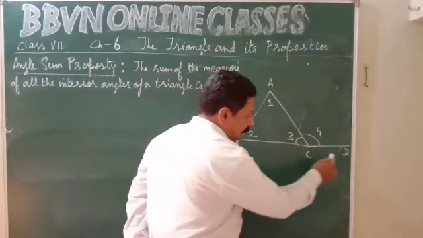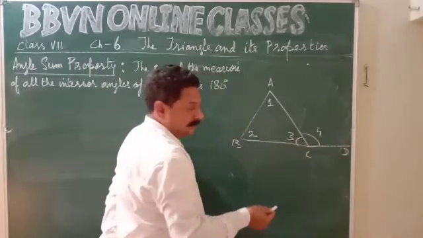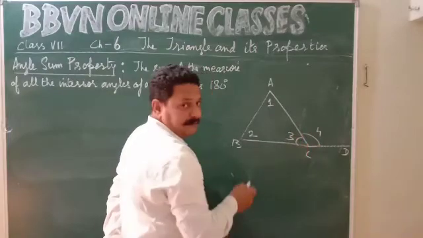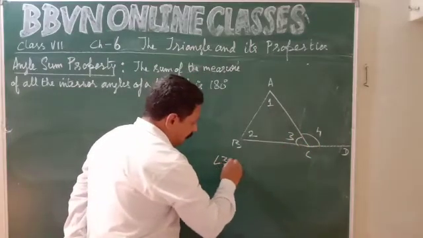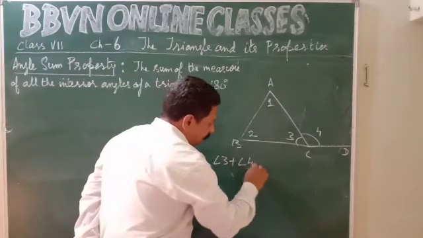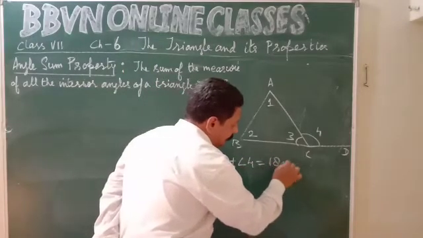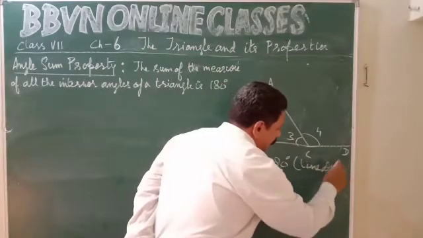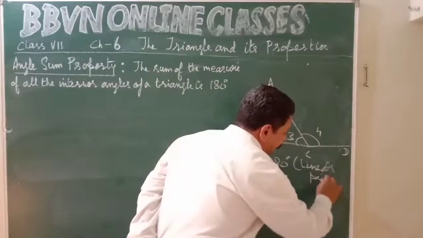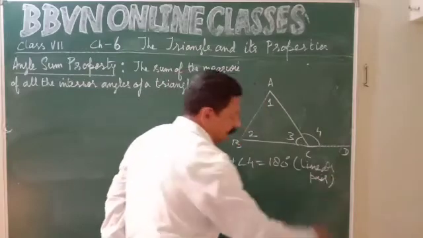So B, C, D is 180 degrees. These two angles, they form a linear pair. So angle number 3 plus angle number 4 is equal to 180 degrees. Why? Because they are linear pair of angles.